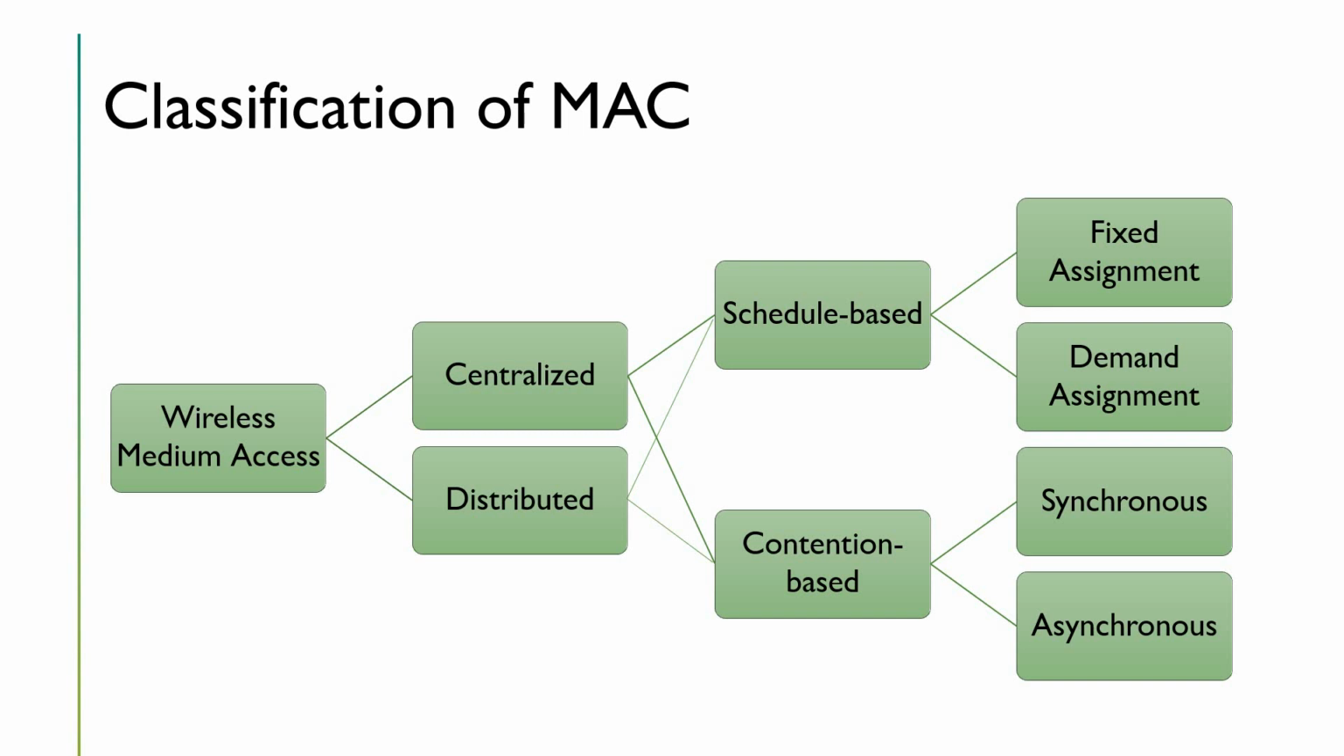So wireless medium access can be divided into two categories: centralized and distributed. You already know what centralized and distributed mean, right? Centralized means someone is there to control the medium access, and distributed means the control is given to everyone. Both of these can be divided into two ways: one is schedule based and one is contention based. Schedule based means the schedule is given, that means there is a fixed slot for someone to access the channel, and contention based means they have to contend for the channel.